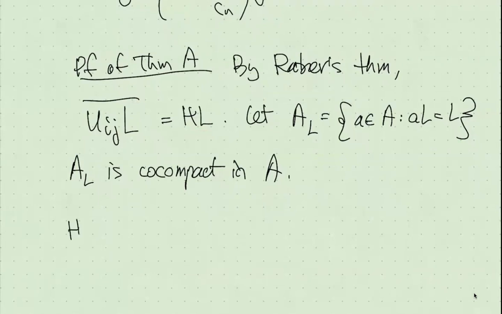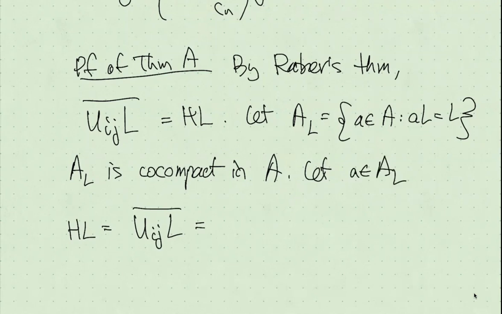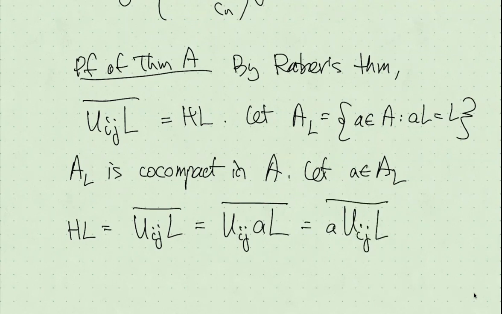And so H_L is the closure of U_ij L. That's how we got H. Let's take an element that preserves L. So I can insert it here. Now, A, the diagonal, realized by the group A. So this is the same as this. Okay, I flipped the order here. And the reason is that A normalizes this group.